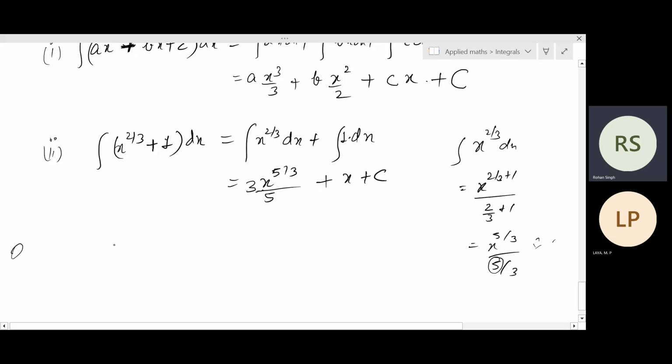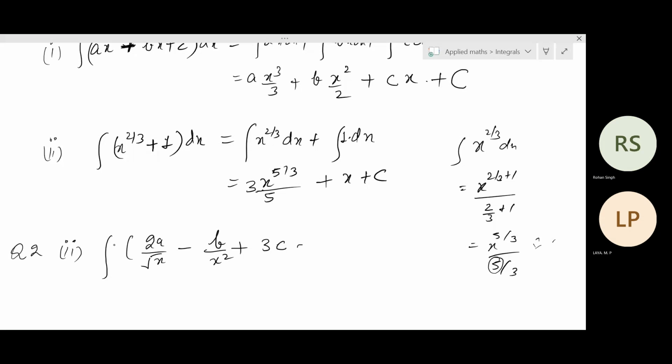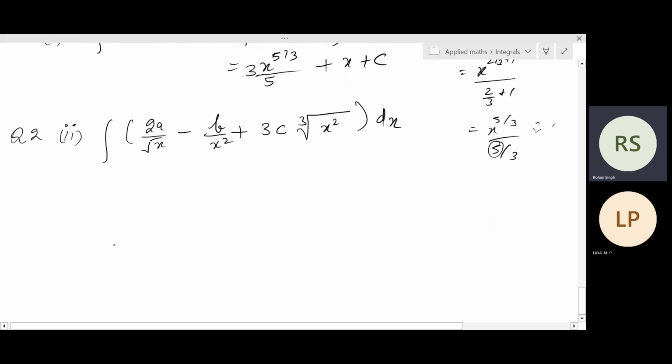Okay, so let's do questions again. Let's skip the first part of questions again. I think we can do that one. Let's do the second part. All right, the second one is the integral of 2a over square root of x minus b over x square plus 3c times cube root of x square, dx. So first of all, let's simplify and take this integral over the entire term.